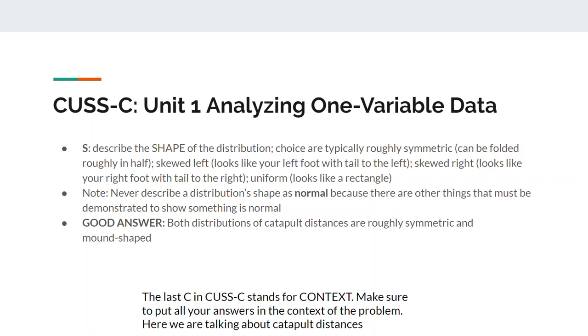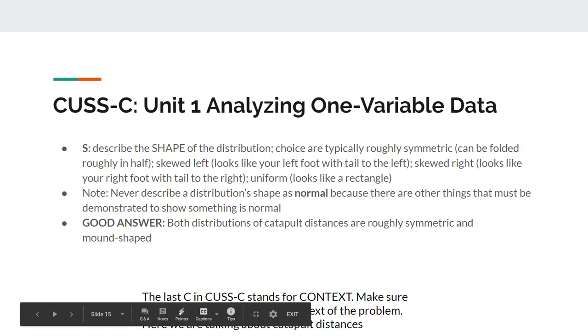Another one you could see is uniform. It looks like a rectangle. Biggest thing I can say here is please never use the phrase normal. Don't describe the distribution as normal because there's a lot more we have to prove to call something normal. So in this case, both distributions of catapult distances are roughly symmetric and mound shaped, and that would be our comparison. We would hit all those points.